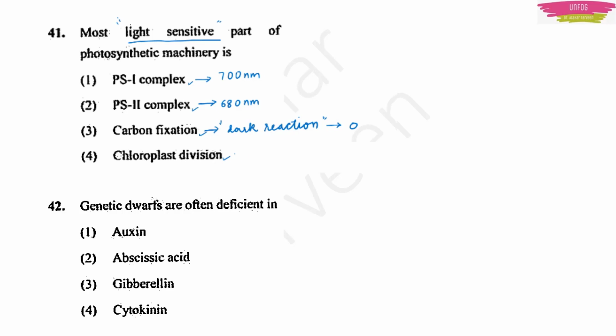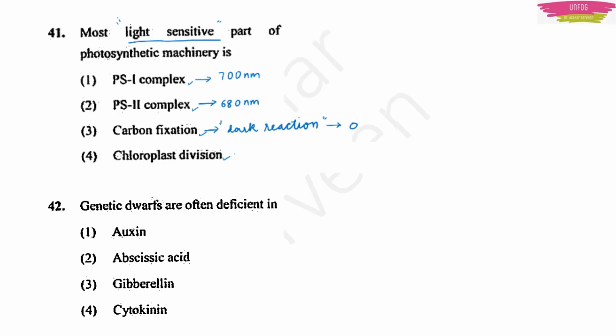Next option is chloroplast division. Chloroplast division means the cell organelle chloroplast will replicate and divide during the cell division. Now it is nowhere related to the photosynthetic machinery, right? So we will ignore this option, chloroplast division.